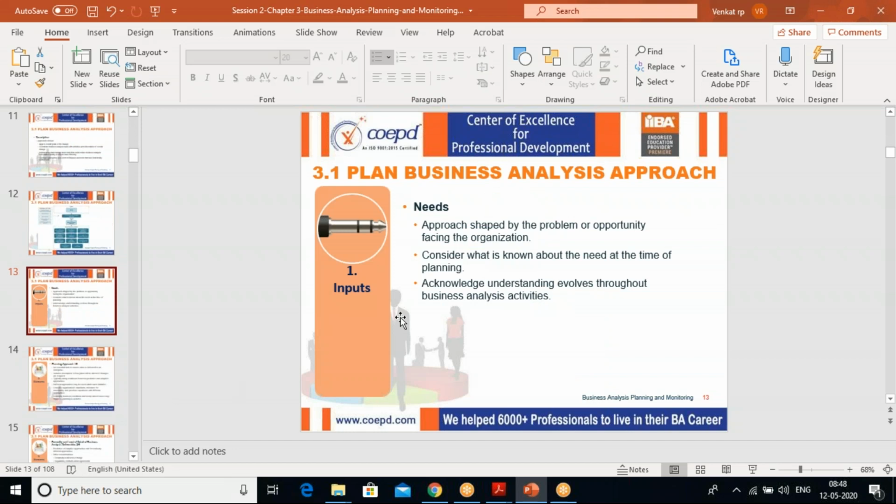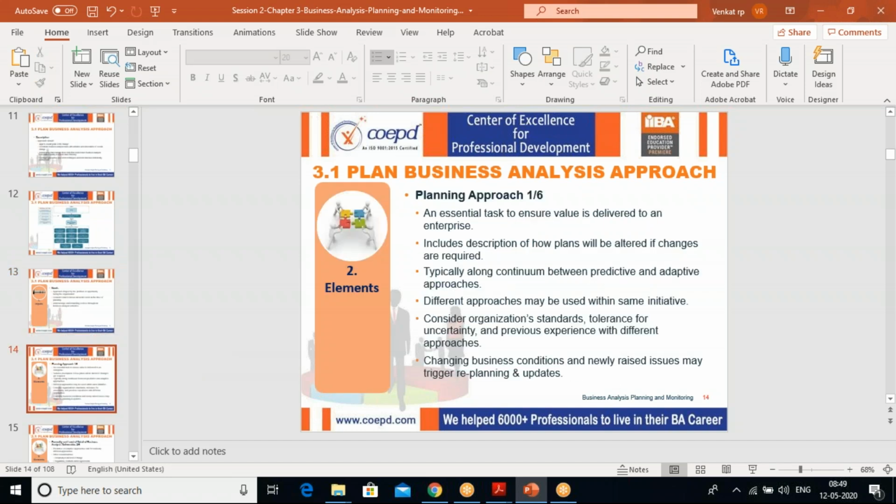Okay, and now let us try to understand the inputs we are going to take. Inputs would be the needs. Need means we need to understand the current context of doing the business analysis approach, like what is the problem we have, and what is the opportunity we are going to understand and take forward. So at that time we need to understand the existing scenarios and all the parameters that influence this particular situation. We need to consider them as inputs, and they form the part of our needs.